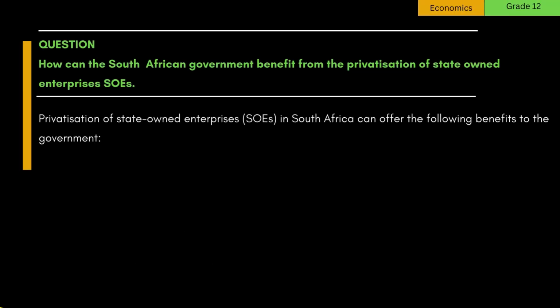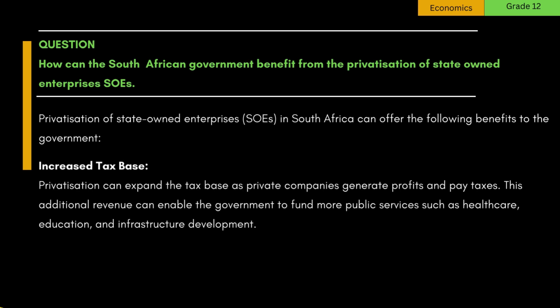Question: How can the South African government benefit from the privatization of state-owned enterprises SOEs? Privatization of state-owned enterprises SOEs in South Africa can offer the following benefits to the government. 1. Increased tax base. Privatization can expand the tax base as private companies generate profits and pay taxes. This additional revenue can enable the government to fund more public services such as healthcare, education, and infrastructure development.